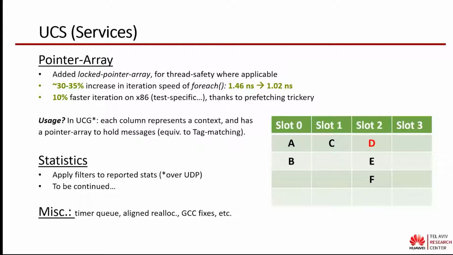It's important to us because we feel like a lot of the benefit that we can achieve in applications is actually from understanding what happens on the UCX level and trying to make it better. Well, at least we have our fingers crossed on that one. Miscellaneous stuff: timer queues, allocated aligned realloc, GCC fixes, stuff like that. We're always happy to help. If it's something we're doing anyway, might as well help everyone.